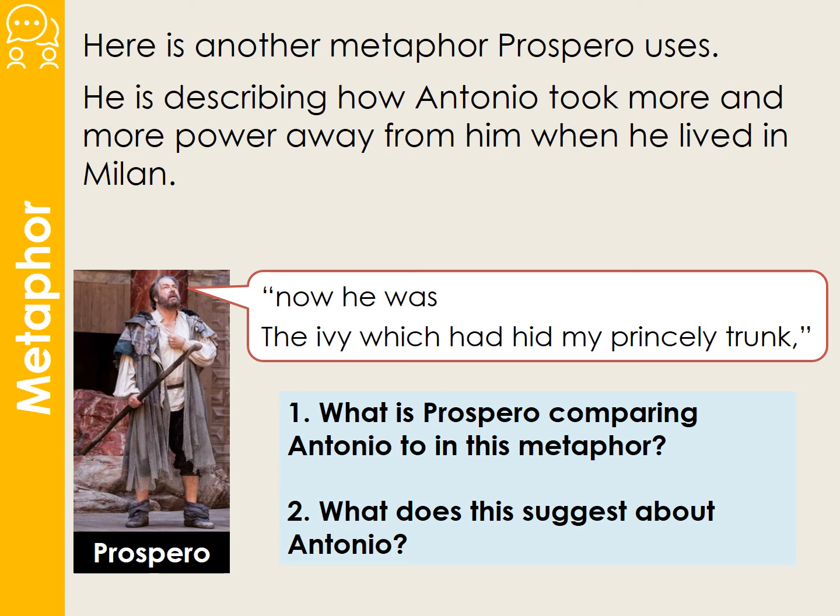So again, there will be some answers on the next slide. Try not to look at that just yet. Try and do it on your own first of all. So what is Prospero comparing Antonio to in this metaphor? And what does this suggest about Antonio?